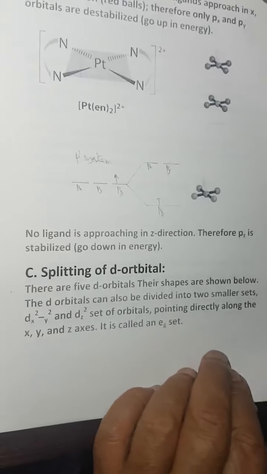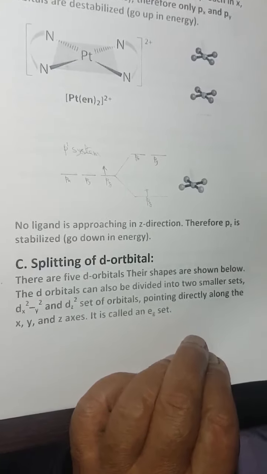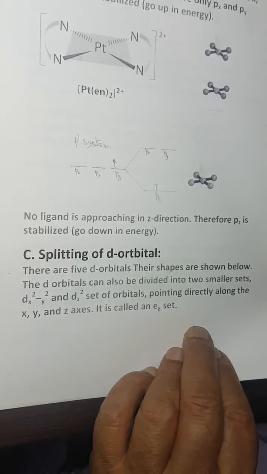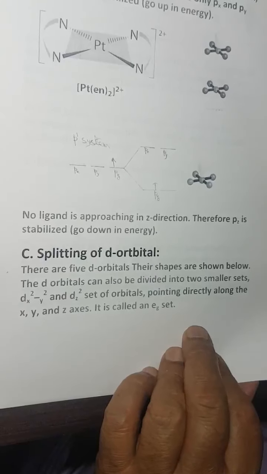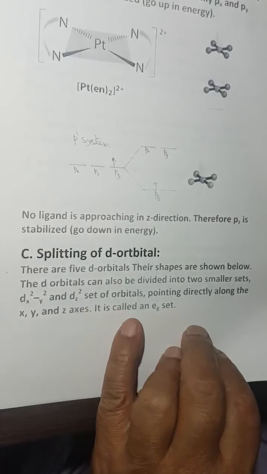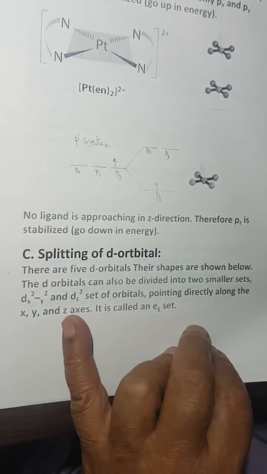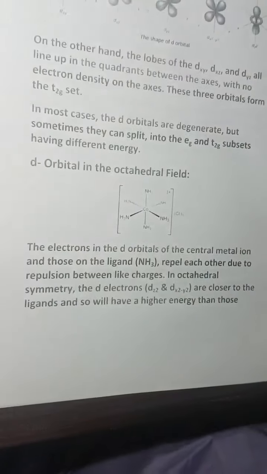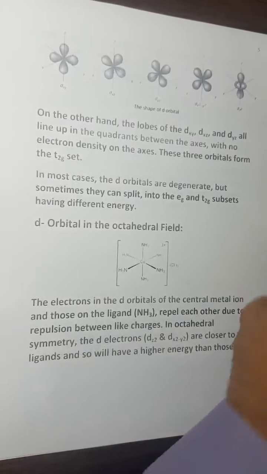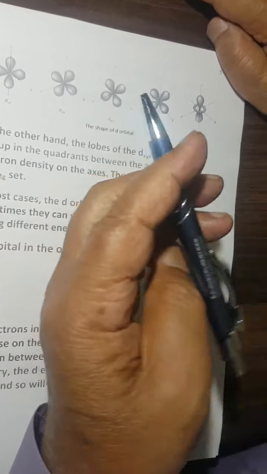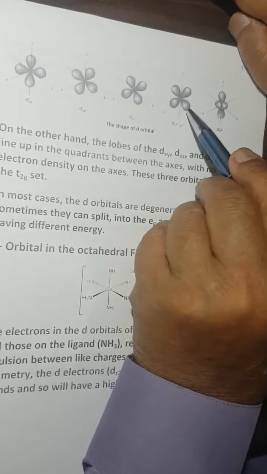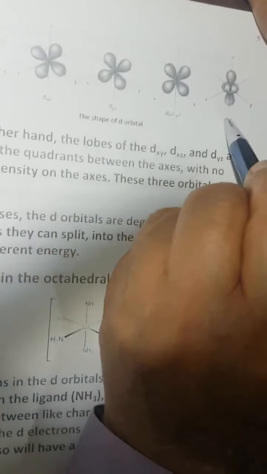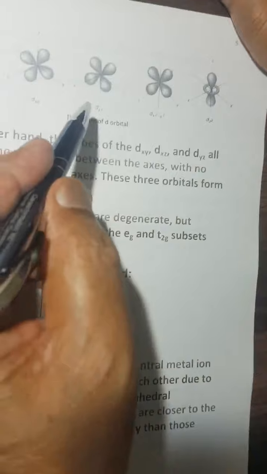About splitting of d orbitals, I don't have to say anything. You have learned it many times. They do split. Reason being, there are two sets of orbitals. There is one set which is along x-axis, y-axis, and z-axis. You can see here, this lobe is on x-axis and y-axis. This is on z-axis.